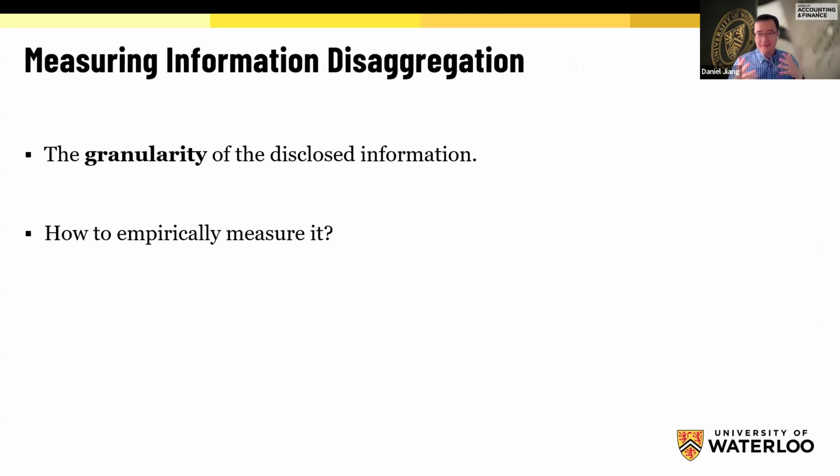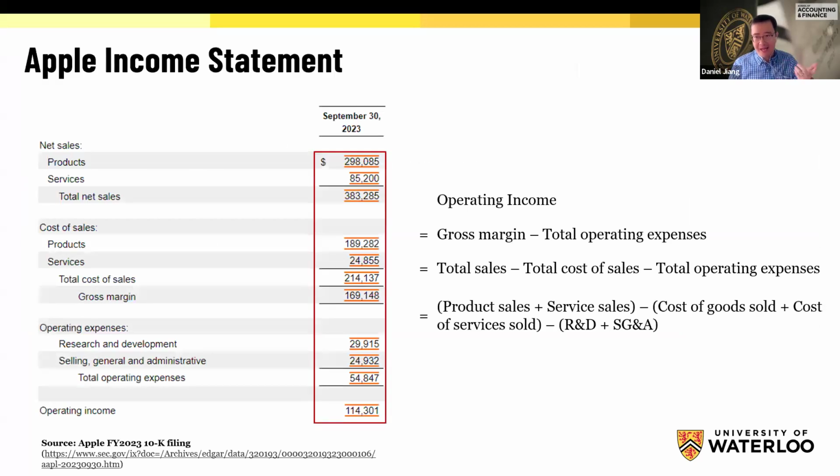Speaking of the research design, I think our main challenge is to come up with the information disaggregation measure. If we look at Apple's income statement example again, intuitively, we can just count the number of line items or numerical facts that we can use to calculate the operating profitability. For example, on Apple's 10-K filings, there are in total 11 line items on the income statement that are relevant to operating profitability, and depending on which line items we use, we can always calculate the operating income ourselves.